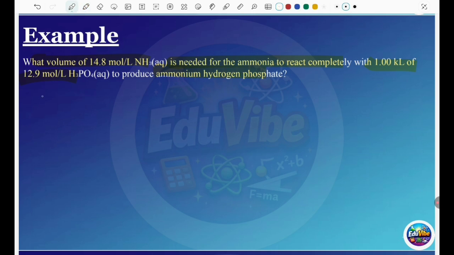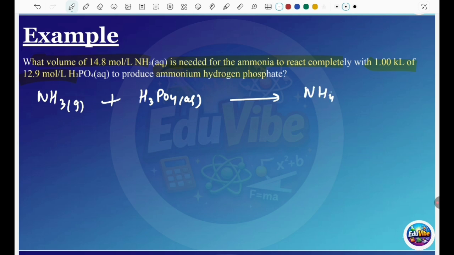So we have two reactants. We have ammonia, and then we have H3PO4 aqueous, which makes the ammonium hydrogen phosphate. You have to be careful to make the chemical formula for this, which is NH4, the whole thing with a 2, and we have HPO4 with that. Done. We don't have anything else with this.